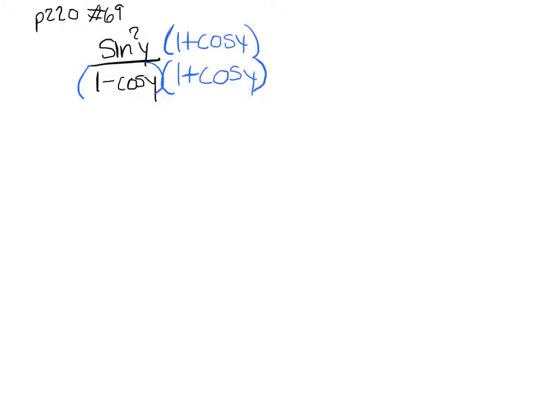So the easy part is on top. We're going to take that sine squared. No, I'm not going to multiply them up. I'm just going to leave it as is. We might want to multiply it through later, but maybe something will cancel if we don't. So we'll just leave it as is.